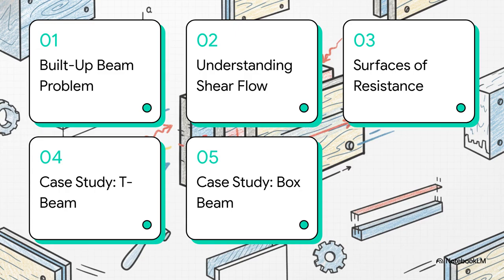Okay, let's dive into this. Here is our roadmap so you know exactly how we're going to tackle the math today. First up, the built-up beam problem. Number 2, understanding shear flow. Third, surfaces of resistance. Fourth, our first case study, the T-beam. And finally, case study number 2, the box beam.